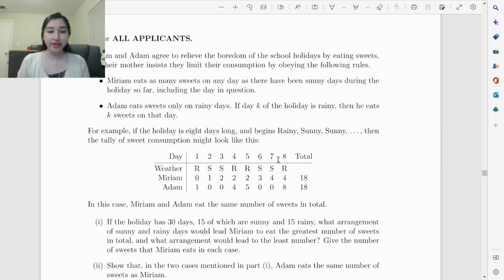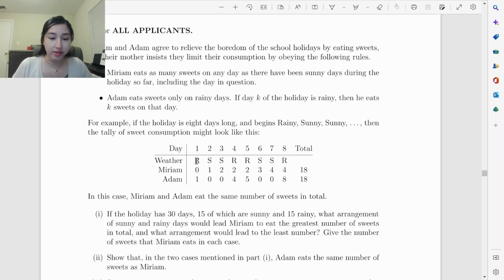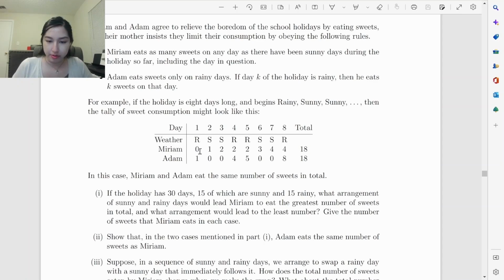Alright, and let's look at question 5. Miriam and Adam are eating sweets. Miriam eats as many sweets on any day as there have been sunny days. Adam eats sweets only on rainy days. Okay, here's an example. So Miriam can eat on rainy days too. She just eats the same as the previous. So far 1, 2, 2, 2, 3. So she can only eat in ascending order. Whereas Adam, it doesn't seem like a very good deal for Adam. He can only eat on rainy days and the same number.